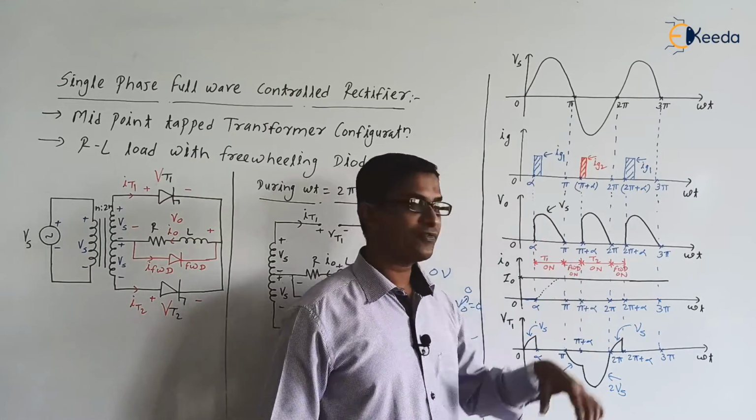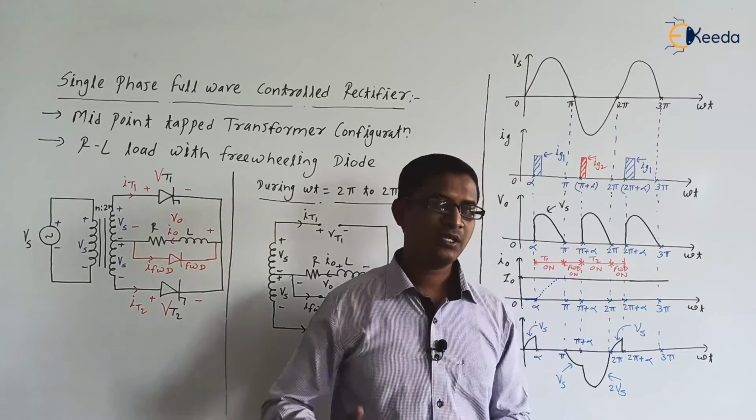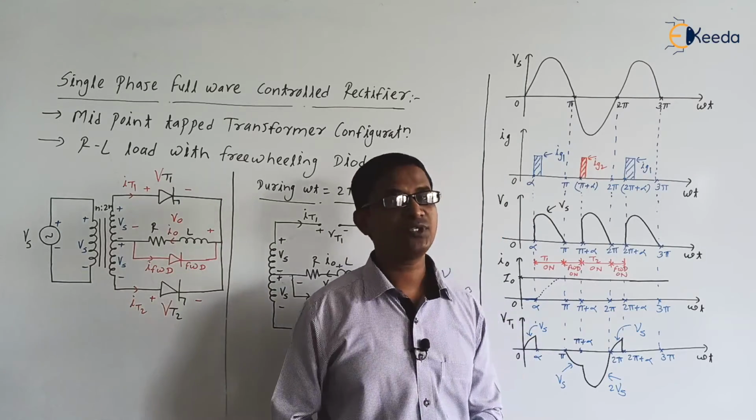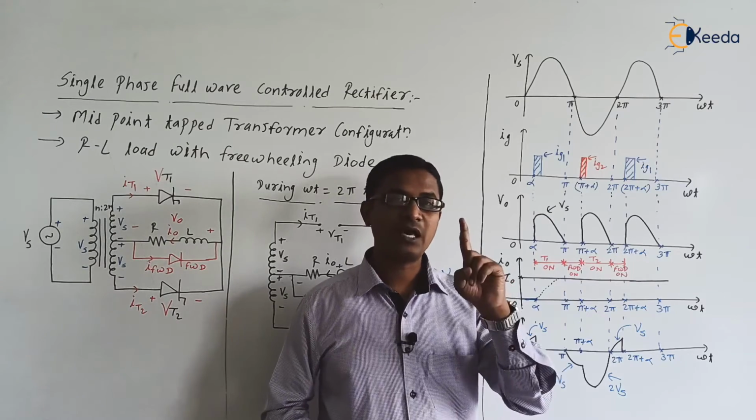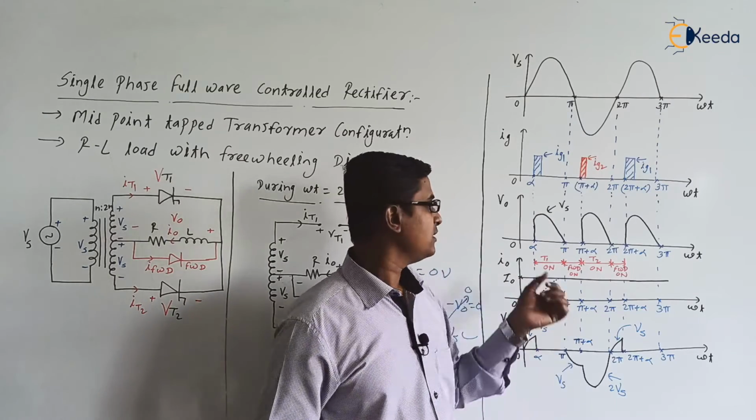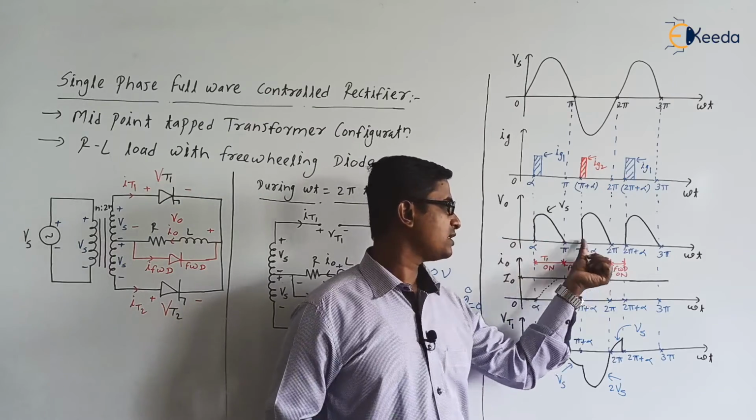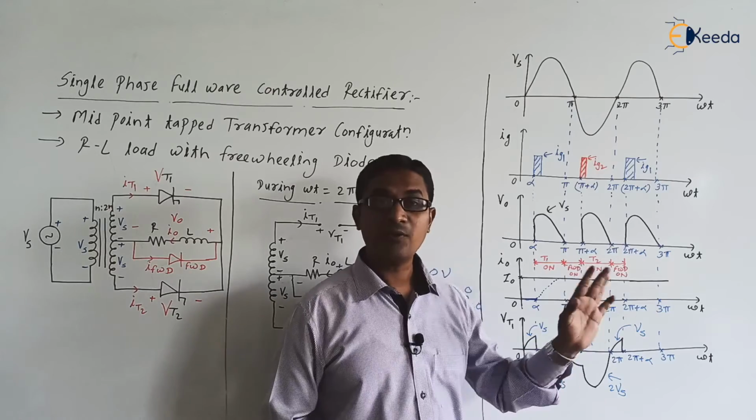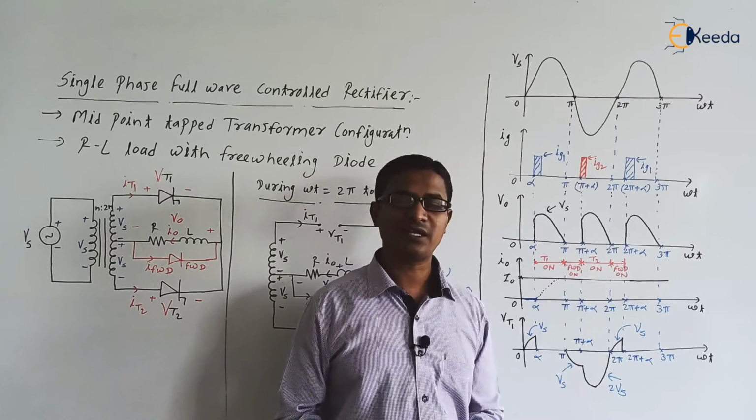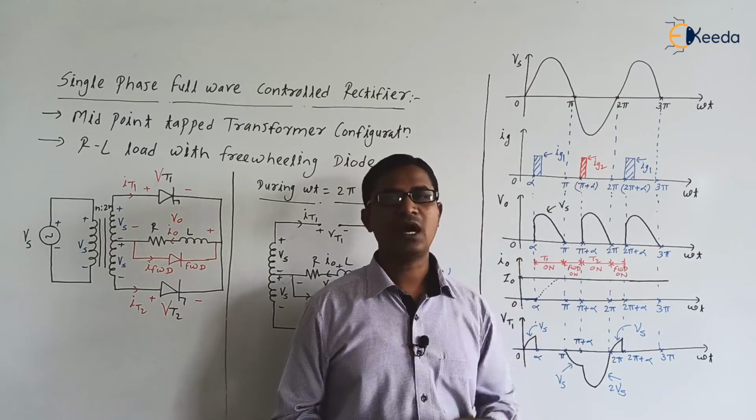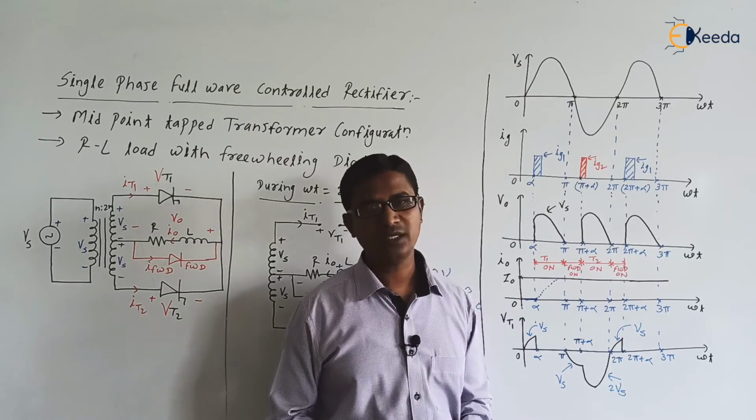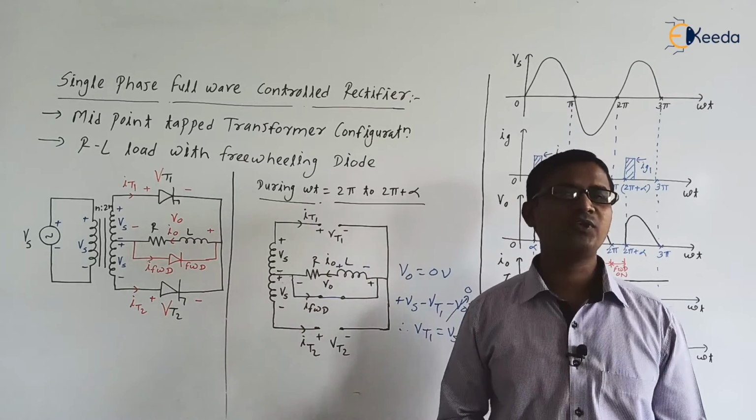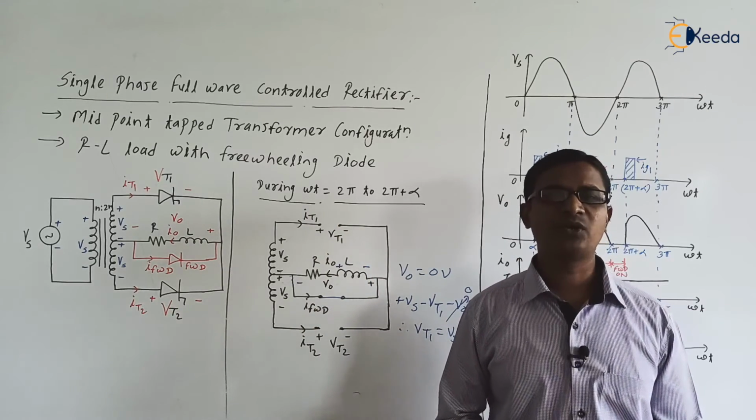What is the difference between the output voltage waveform for RL load without a freewheeling diode and RL load with a freewheeling diode? If you check the V0 waveform, in the RL load without freewheeling diode case there was a negative pulse in the output voltage, but here the negative pulse is absent. So can we say that the average output voltage in this case will be greater, improved compared to RL load without a freewheeling diode? This is the circuit operation of RL load with freewheeling diode, single phase full wave controlled rectifier.